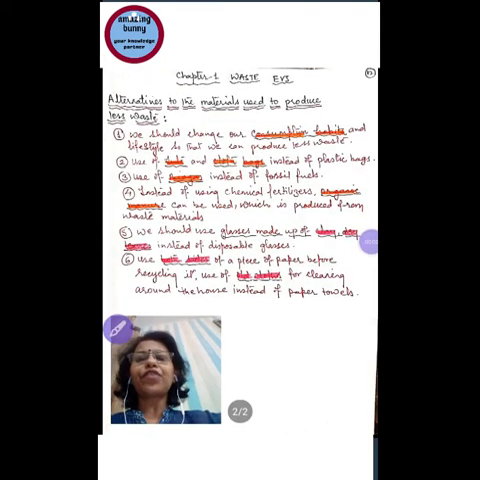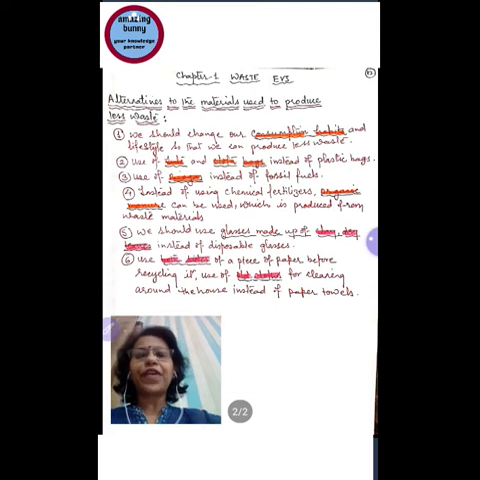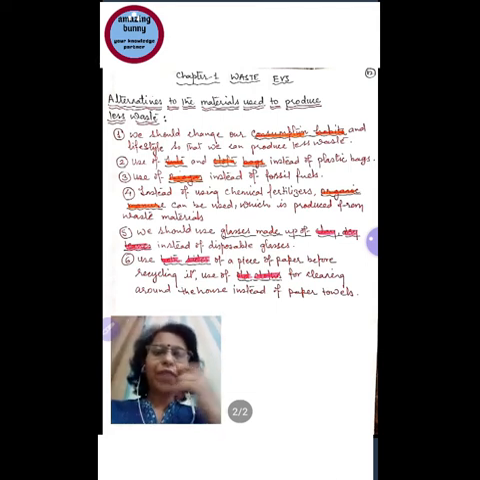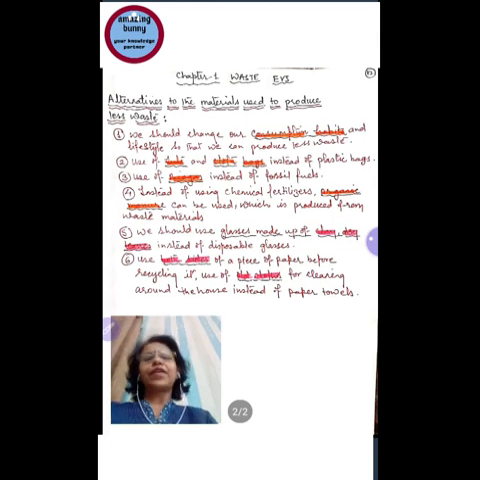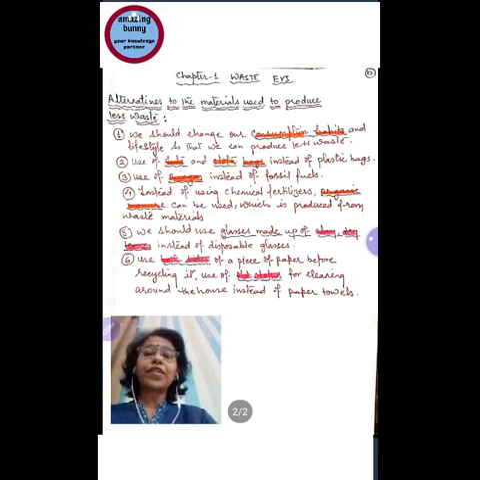Let us see the various alternatives to the materials used, to produce less waste. How can we produce less waste? You must know about the concept of 3 R's, that is the waste hierarchy. By practicing 3 R's, we can reduce waste production. There are other methods. We should change our consumption habits and lifestyle so that we can produce less waste. Consumption habits means we should avoid junk foods and packed food material. We should use jute bags, reusable bags, or bags made from cloth instead of plastic bags.